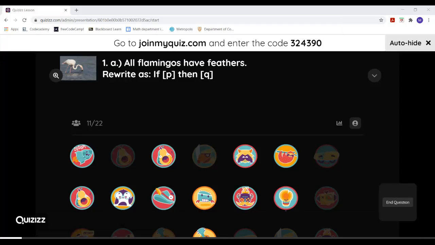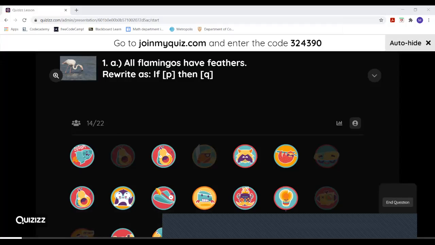Yeah, maybe refresh it. Okay, so all flamingos have feathers. We want to rewrite this as an if-then statement. In case you're wondering what we're doing, it's the logic worksheet to wrap up chapter 1. The logic worksheet is on Blackboard. It's got its own separate little tab. There's something like logic exercises, and you can click on that little worksheet. That's what we're going to be filling out to get through chapter 1.